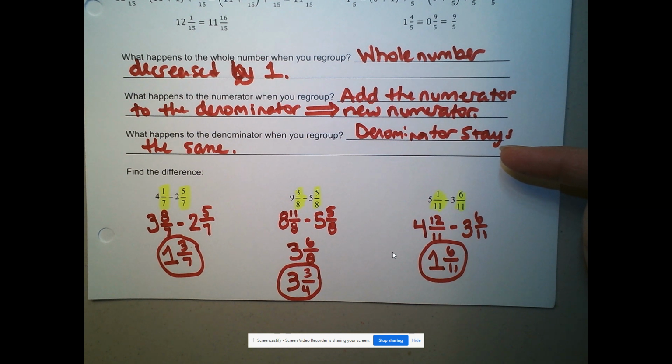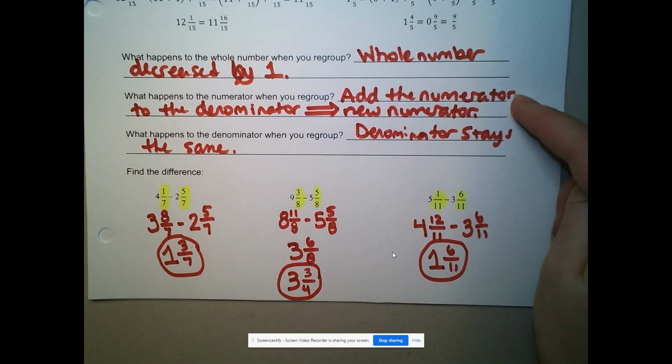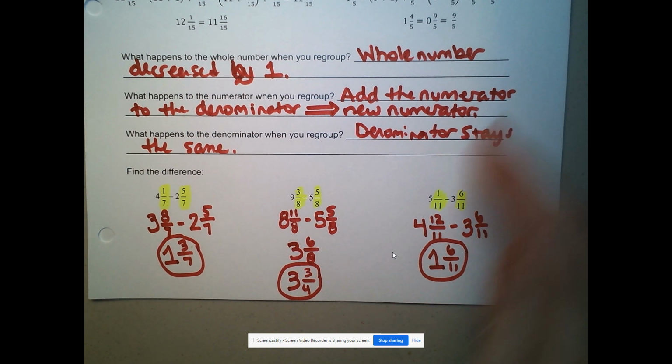than doing improper fractions. So decrease the whole number by 1, add the numerator and denominator together, and that gives you your new numerator, and the denominator stays the same for regrouping. And we only use this when we're subtracting mixed numbers if we were going to have to go into the negatives otherwise. So sometimes you won't need this at all.